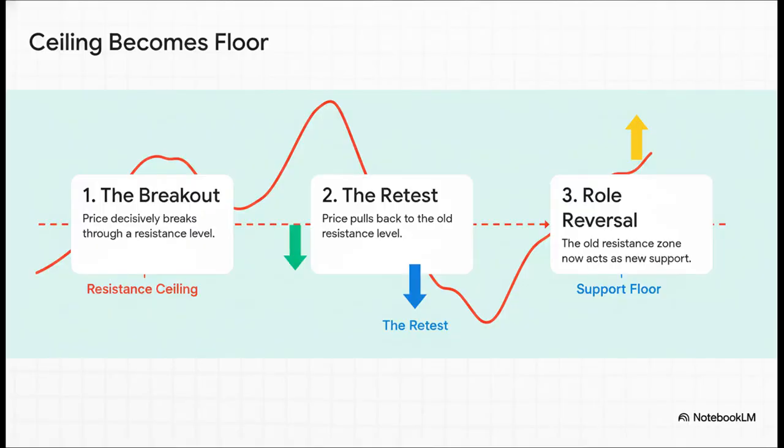And this, right here, shows that principle in action beautifully. Check it out. When a resistance ceiling is broken, really broken decisively, its role often flips. Price will very often pull back to retest that old ceiling, but now it acts as a brand new support floor. This role reversal is one of the most reliable patterns you'll find, and of course, the exact same thing happens in reverse when a support level breaks.